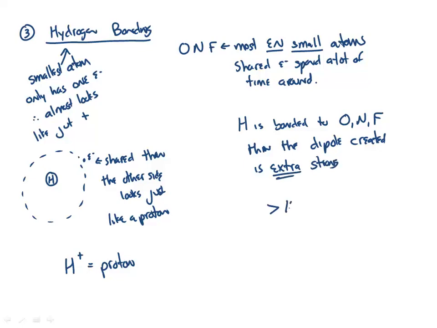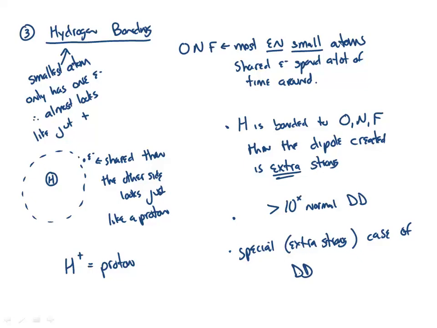It's greater than 10x what a normal dipole is. And so the idea is that hydrogen bonding really is just a special case of dipole-dipole. Special, extra strong. So we're going to draw it exactly like we would dipole-dipole interactions. Just realize that the key here is that it has to be hydrogen bonded to oxygen, nitrogen, or fluorine.